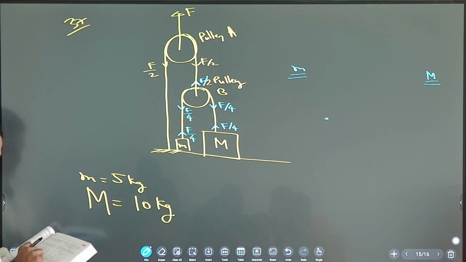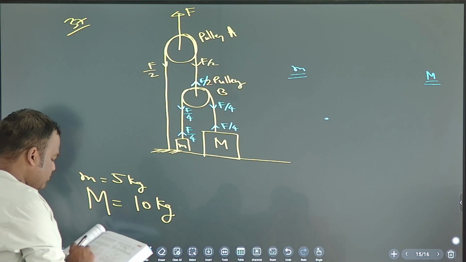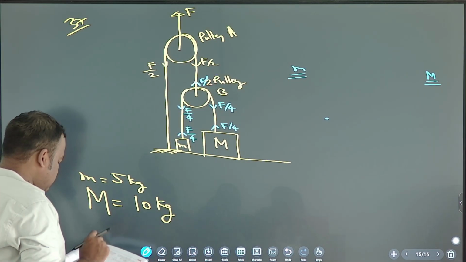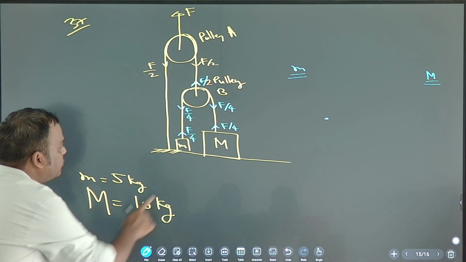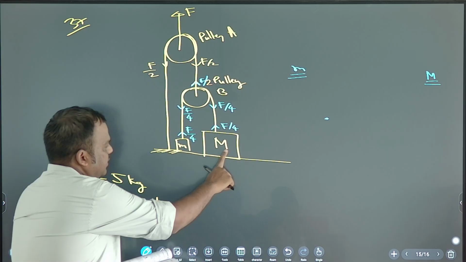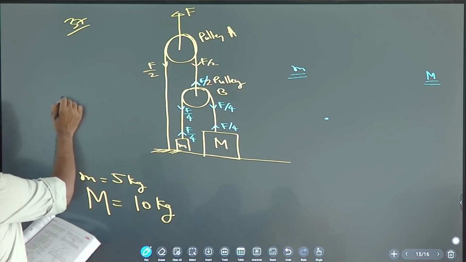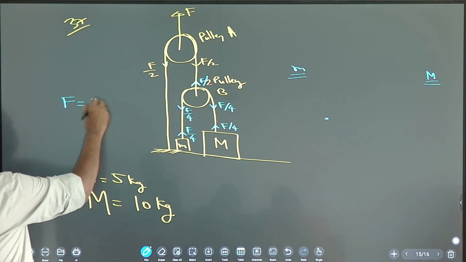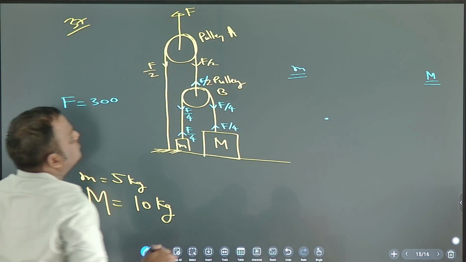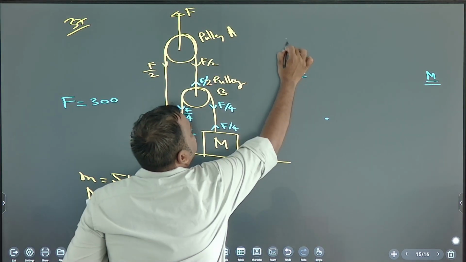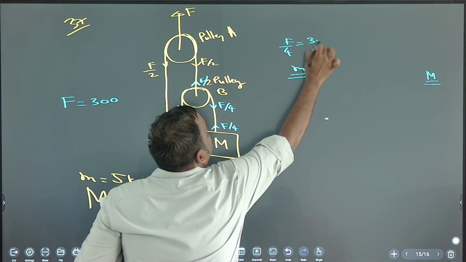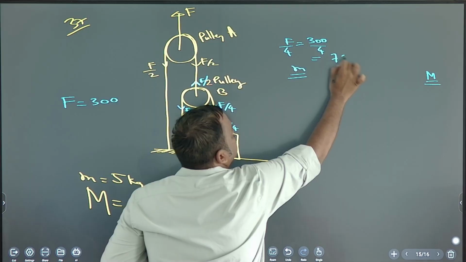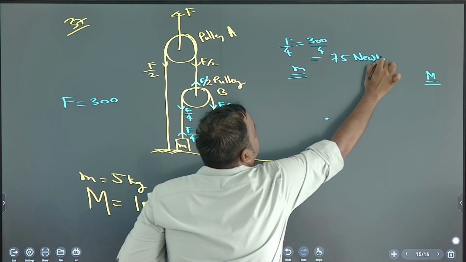Both pulleys are massless. You have to find the accelerations of small m and capital M. Capital F is given. What is the value? Last line: 300. So what is F by 4? 300 by 4 is 75. So F by 4 is 75.